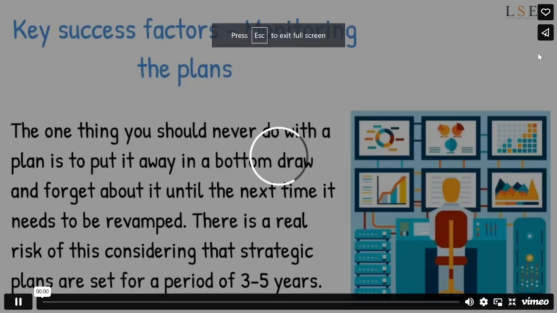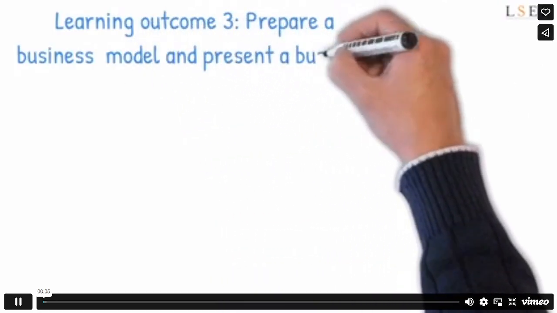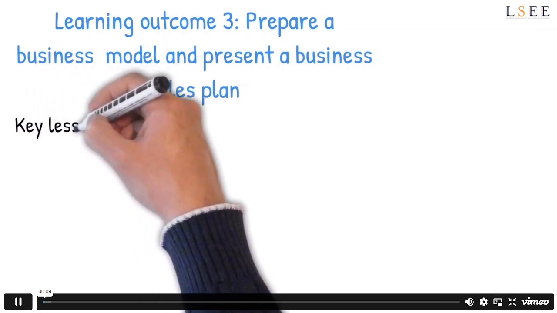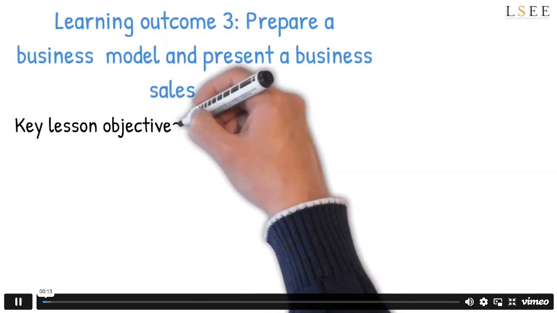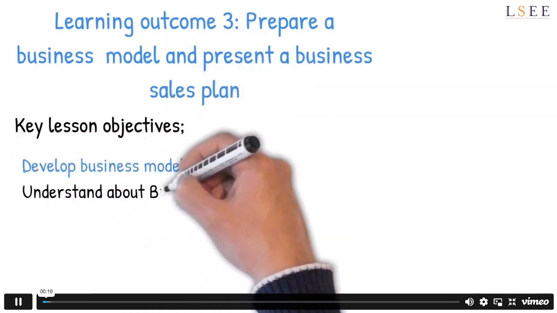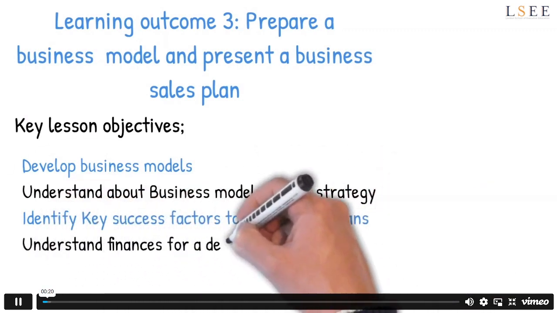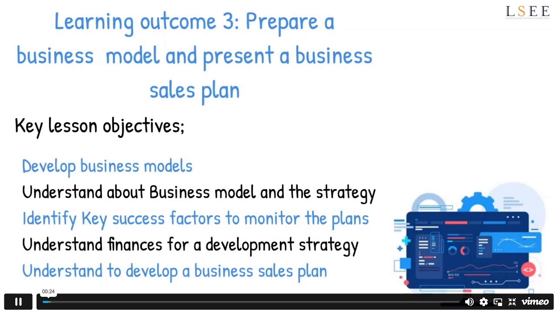Learning Outcome 3, Prepare a business model and present a business sales plan. Key lesson objectives. Develop business models. Understand about business model and the strategy. Identify key success factors to monitor the plans. Understand finances for a development strategy. Understand to develop a business sales plan.